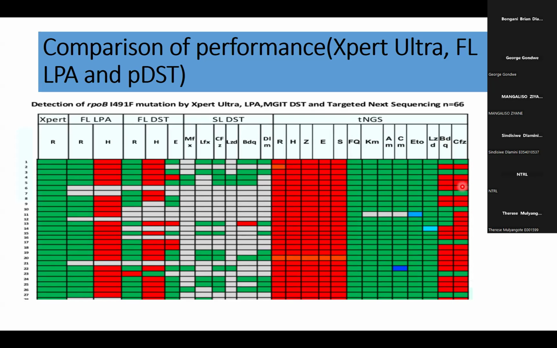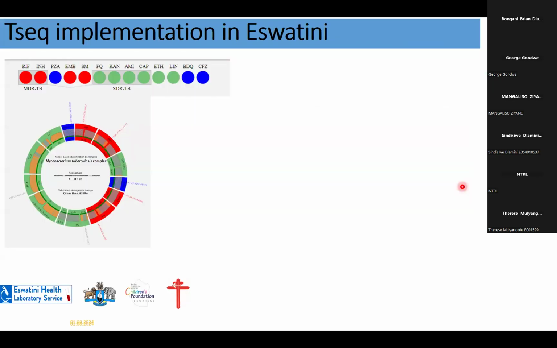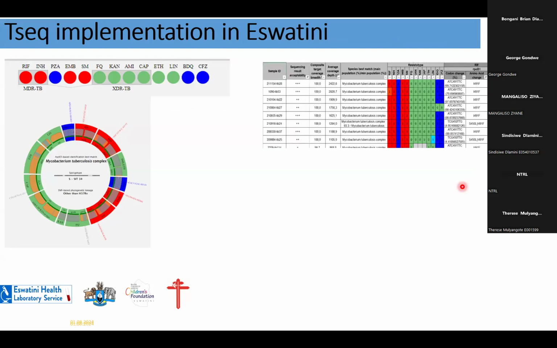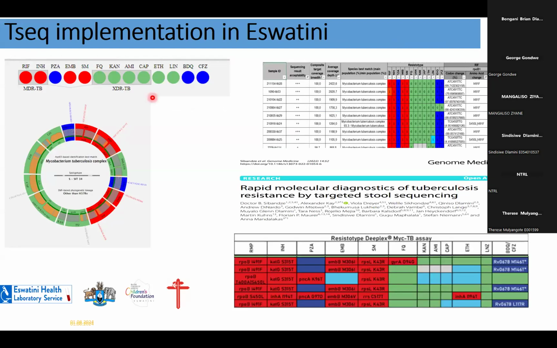So why is it so? All these are the strains which have that mutation, the RPOB I491F. So far, since we implemented our sequencing, just to share with our colleagues, there is this paper on stool sequencing using the duplex. So basically the duplex kit is not only used for filter, you can also use stool for sequencing.